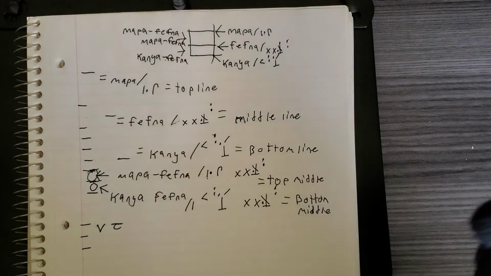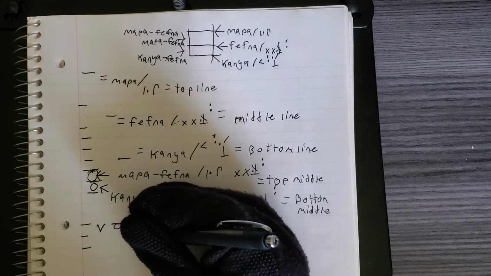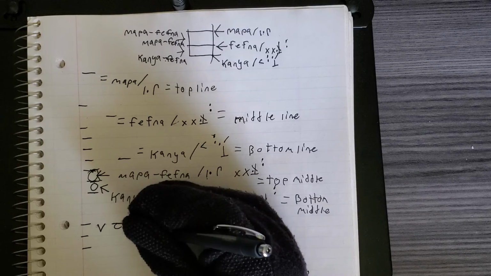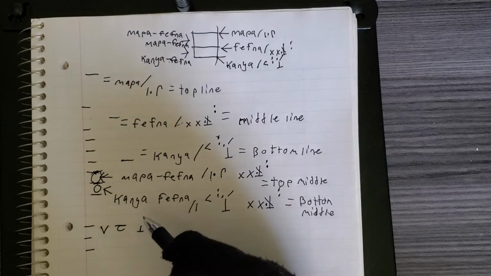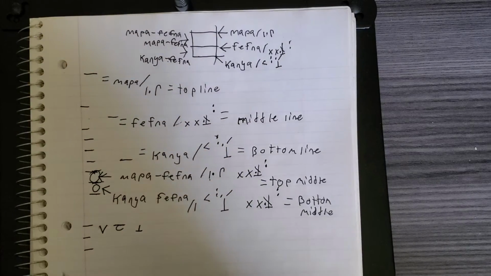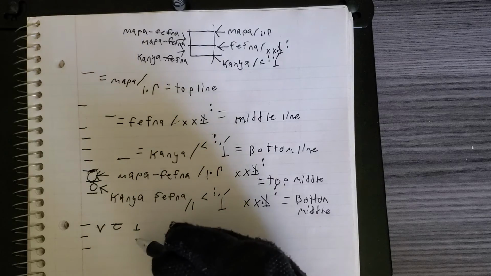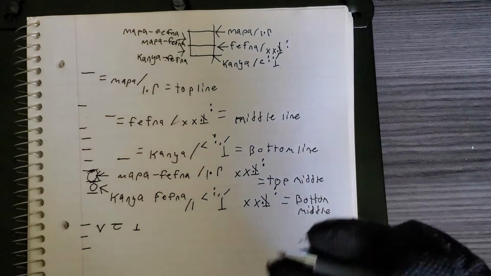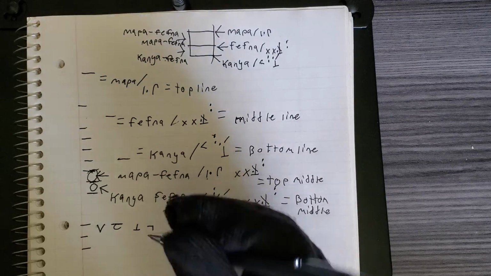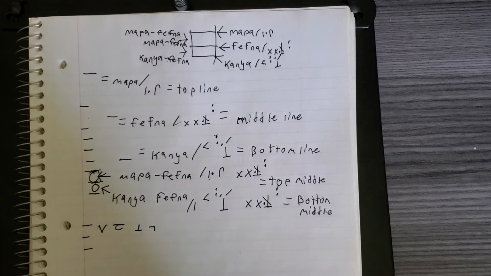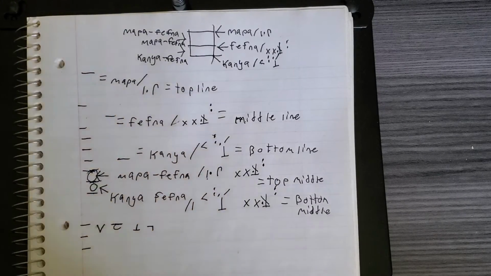Okay, let's move on to our first space, our mapa-fefna. So here we go. Mapa-fefna. This letter here is not touching mapa, nor is it touching fefna. It's floating in this space here. So this is a mapa-fefna letter. And this is also a mapa-fefna letter because see, it's in this space, not touching the top line or the middle line.